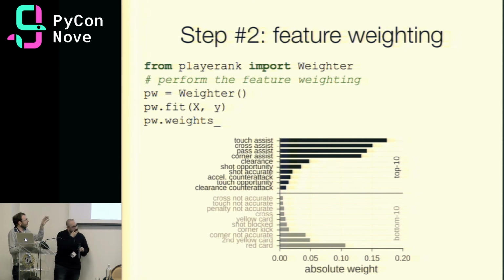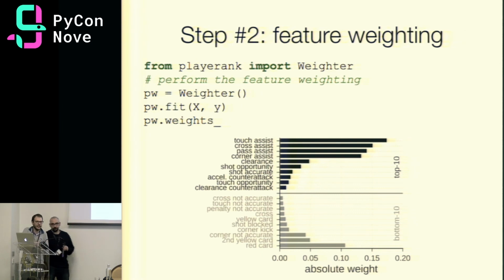Here we highlight the top 10 and the bottom 10 features, and what we discover is that the worst thing a player can do on a pitch is getting a red card, while the best things are providing an assist to create a goal opportunity, so to have shots and a scoring opportunity.